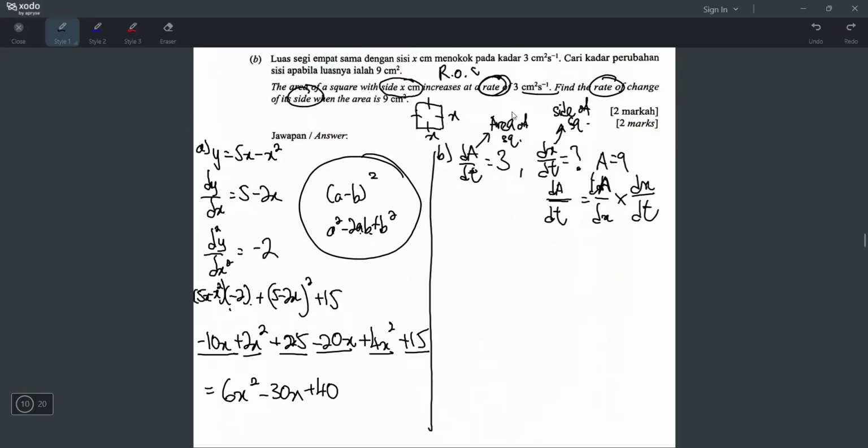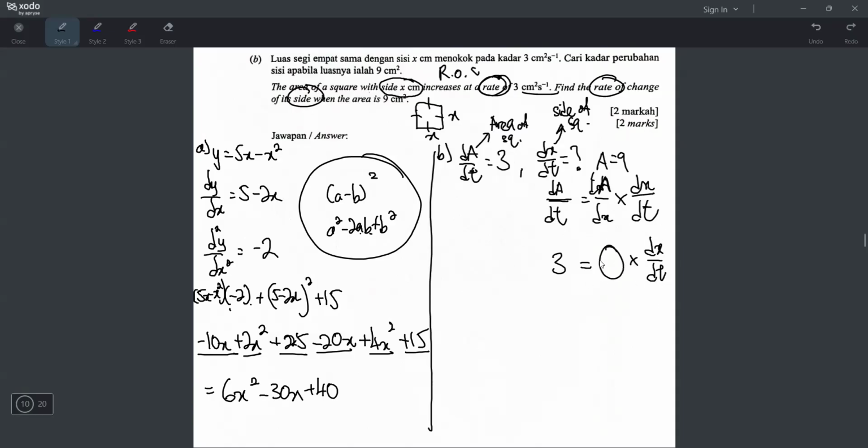Because usually you use the side to find area, not the other way. The formula for area of square later will be x times x, right? That's why it's A in terms of x. That's why it's better to write dA like this so that the middle part becomes dA/dx. Okay. So now for the dA/dt, you know it's 3 already. And then the dx/dt, this is the final answer, right? The final answer. This is what I want to find at the end.